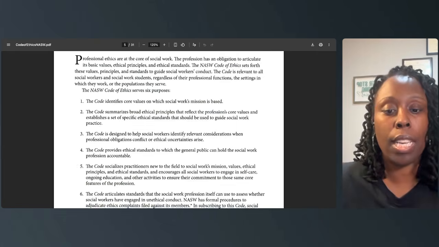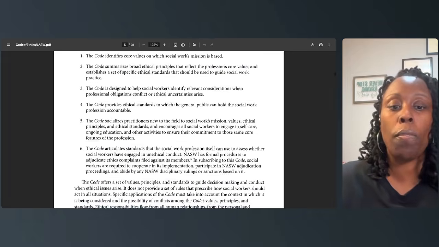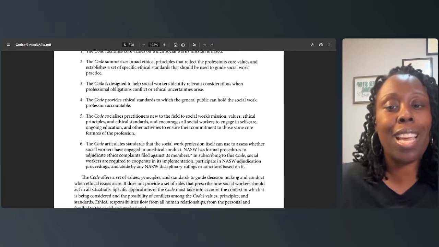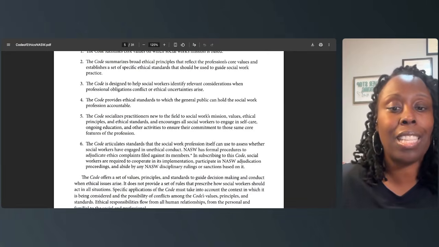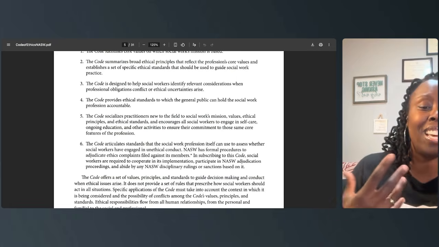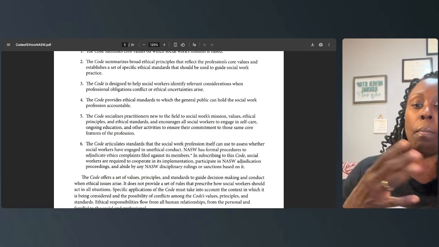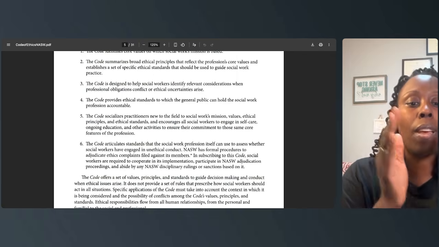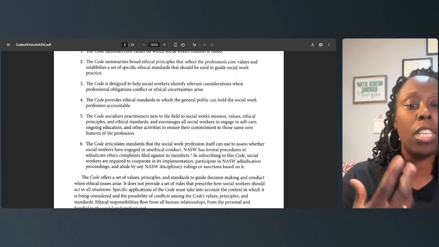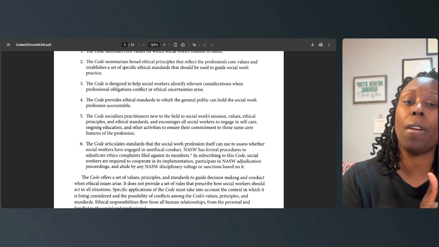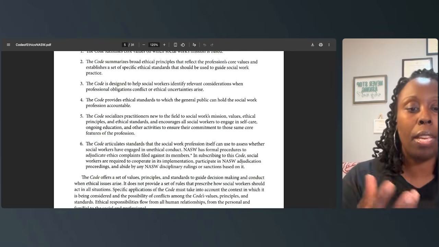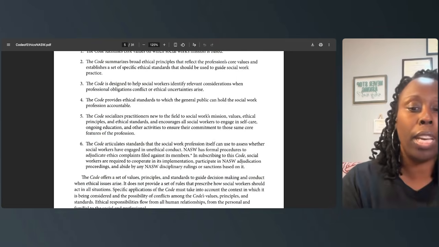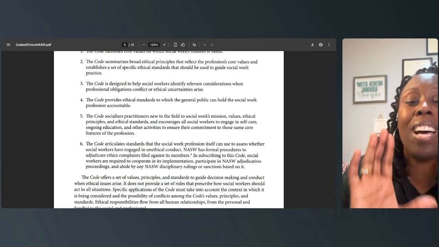And number 6, it articulates the standards the social work profession itself can use to assess whether there's something being done that needs to be corrected. So if it's some unethical conduct, or say there's an adjudication hearing or something taking place, this code of ethics provides the formal procedures on how to move forward and when things are filed against our members and how they can participate in the NASW adjudications and all that stuff. The code provides it all, guys.